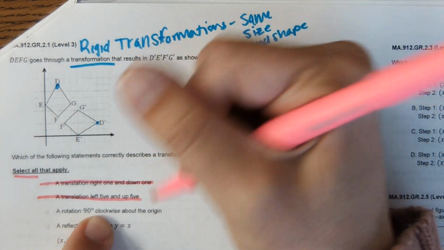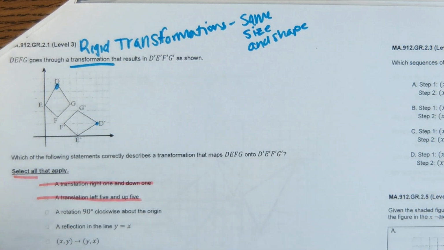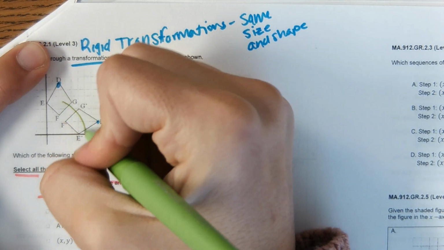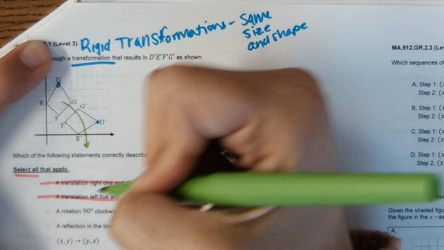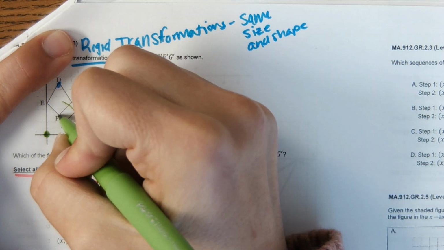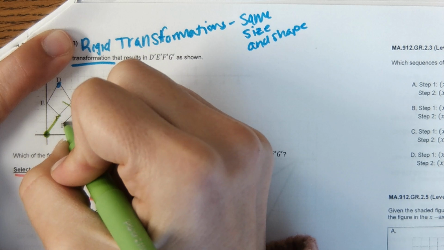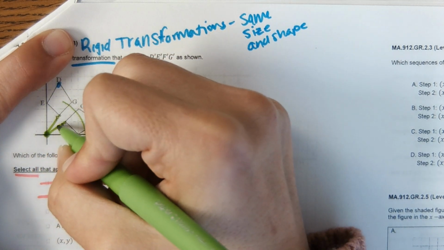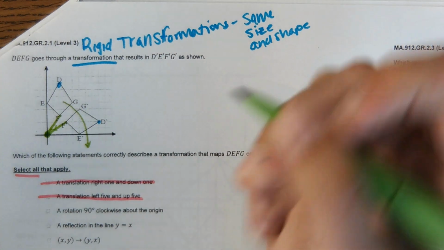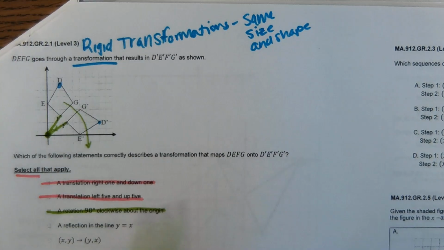Rotation 90 degrees clockwise about the origin. So if I was rotating this shape, a 90-degree rotation would actually put it down here. Also, another way to check it is you're rotating about the origin, so you should be able to draw a line to corresponding coordinates. And if it's a 90-degree rotation, that should be a 90-degree angle there, which it's not. So it's not that one.